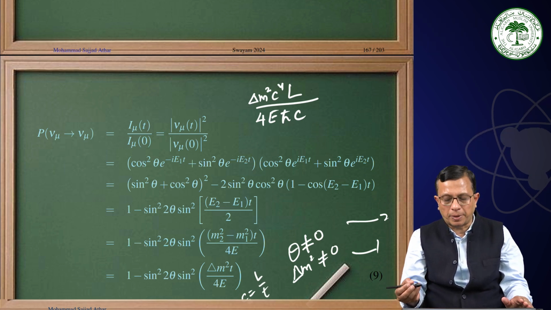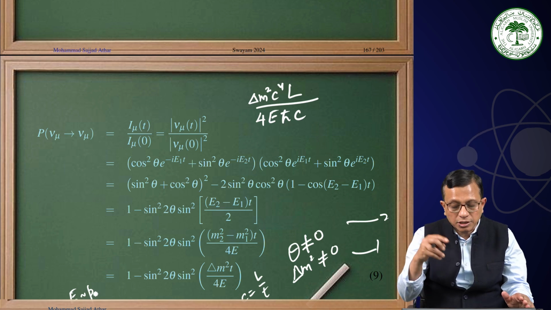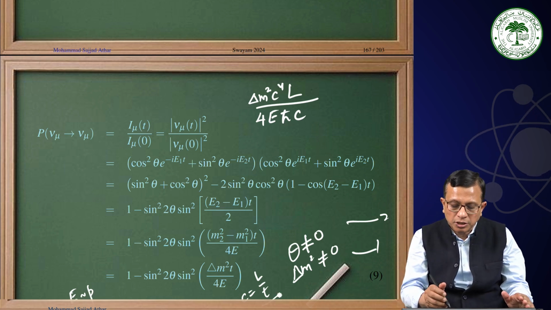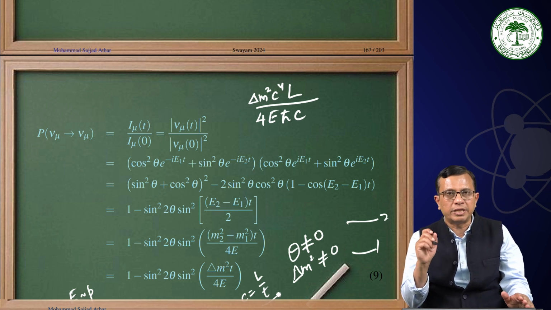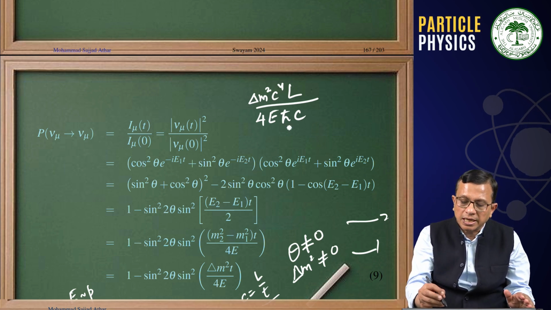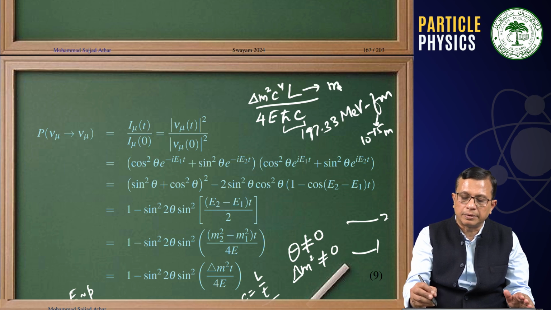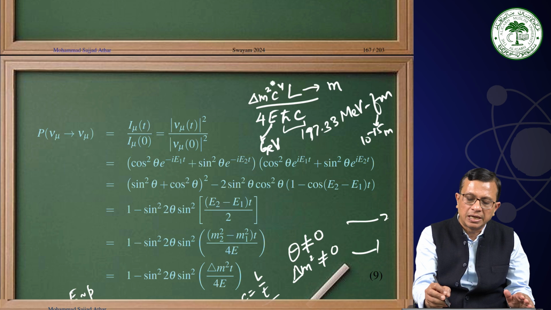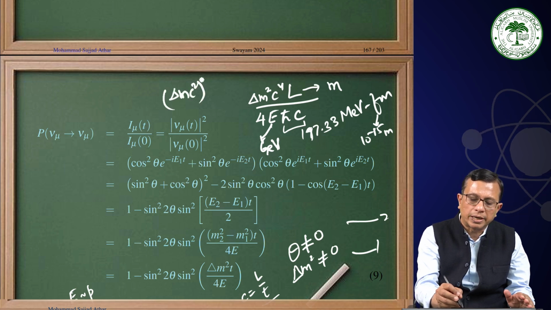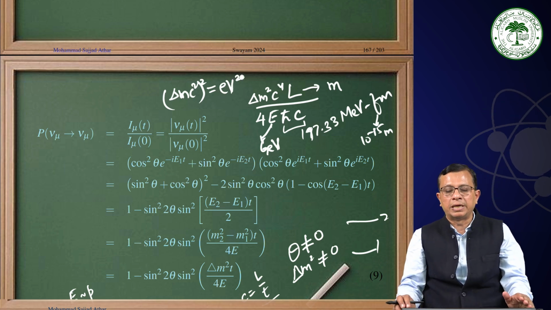neutrinos are extremely relativistic particles, and that means energy is almost equal to the momentum of the particle. Again, we are writing E equal to p, assuming that c is equal to 1, the natural unit. But if we stick with the c and h cross, we will have this factor delta m square c to the power 4 L by 4E h cross c. This h cross c, if you remember, is 197.33 MeV Fermi, and 1 Fermi is 10 to the power minus 15 meters. This L is in meters, this E is say in GeV, and delta m c square whole square is the mass difference.